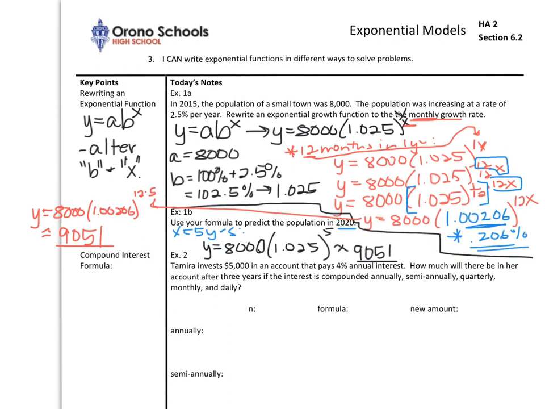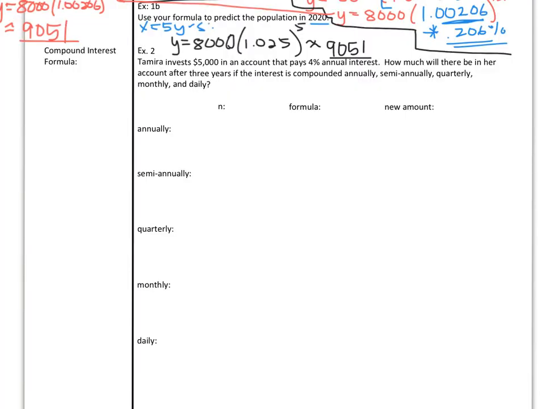And you may be thinking, okay, why would we have to do that if we had the other formula that worked the first time? Well, compound interest, if you put money into a bank, is where this kind of model is going to be beneficial. It says Tamira invests $5,000 in an account that pays 4% annual interest. So that's going to be kind of key for us.